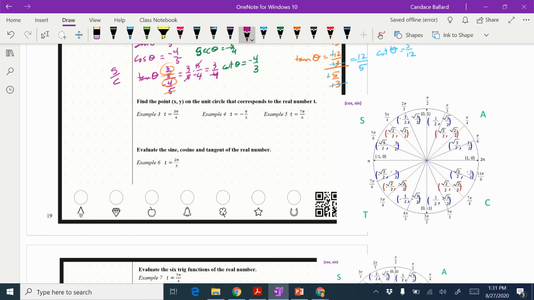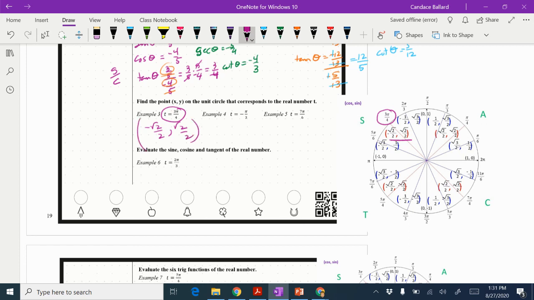If we're going to find the point on the unit circle that corresponds to the real number, I'm going to look for this on the unit circle. I'm going to look for 3 pi over 4, and you've noticed that today we've made the complete transition into radian measure only. So 3 pi over 4 is there, and they just want me to write that coordinate out. So I'm going to write out negative square root of 2 over 2, square root of 2 over 2.